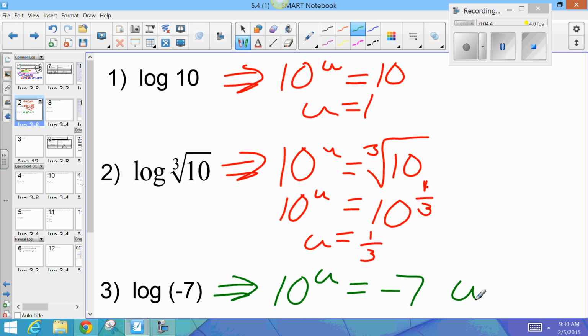So here, u is undefined. There is no value of u that will give me a negative number, let alone a -7. All right, that's it for that lesson.